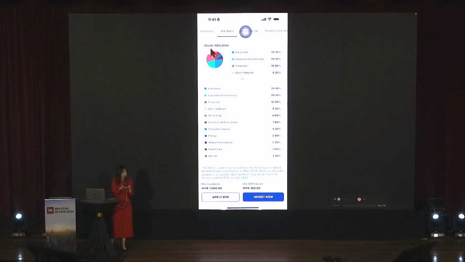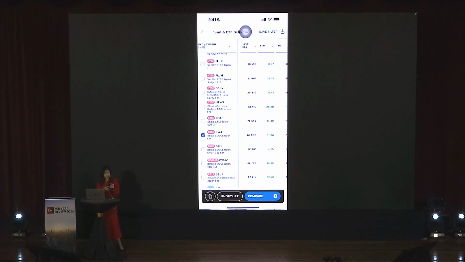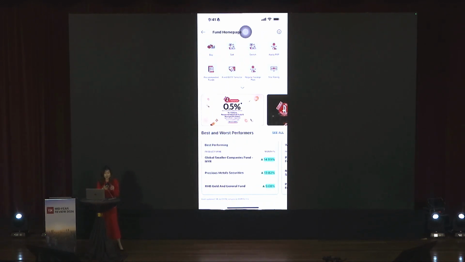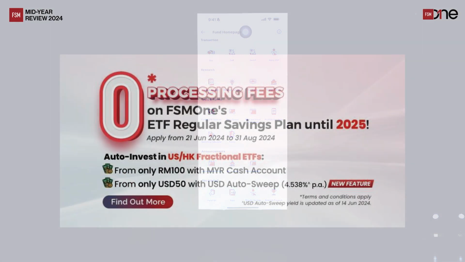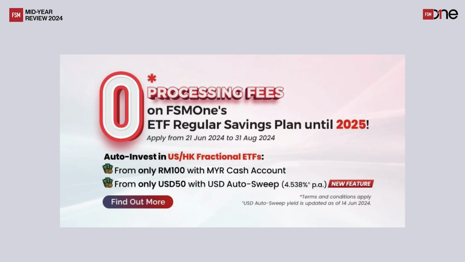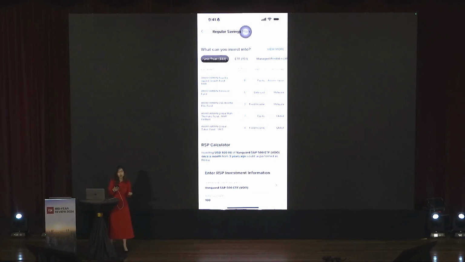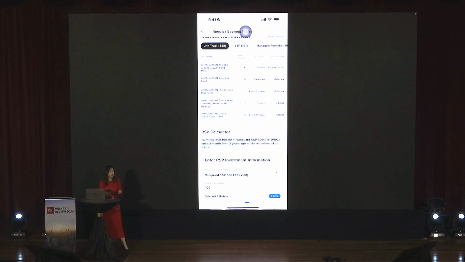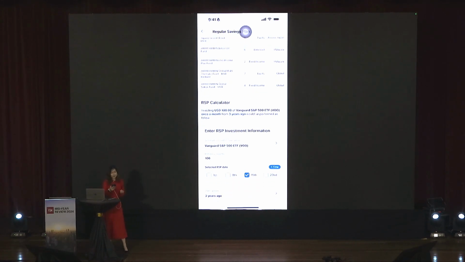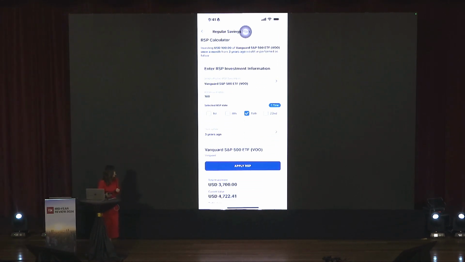You will see that there's one Apply RSP button right here, right? So for the Apply RSP, the minimum RSP amount starts from only 100 ringgit. What this regular saving plan means is that it practices a dollar cost averaging strategy. So how it works, let me show you just a moment. Yeah, so we actually support regular saving plans. It's just like you saving your money into investment products. So for example, the RSP calculator I'm going to show you here.